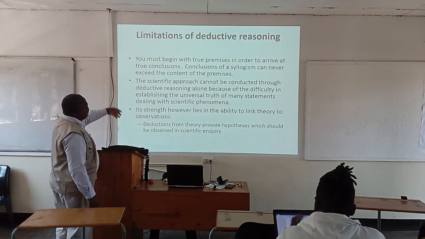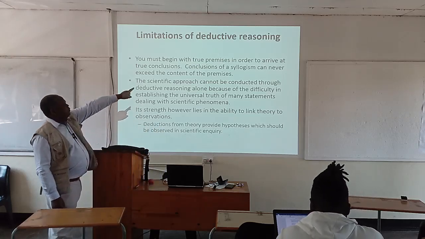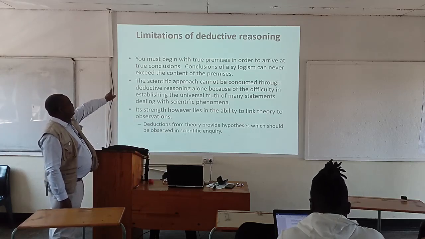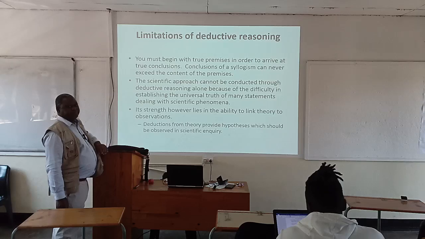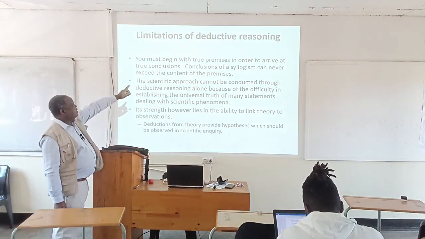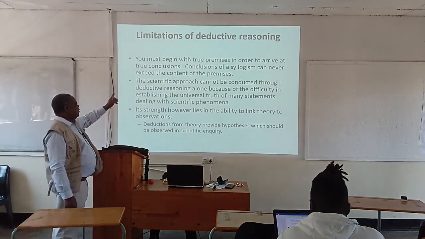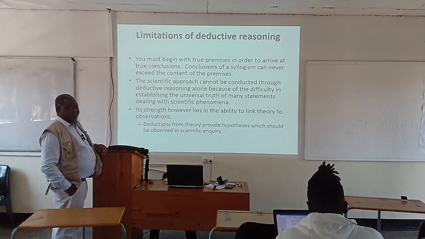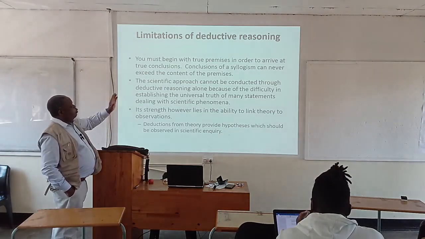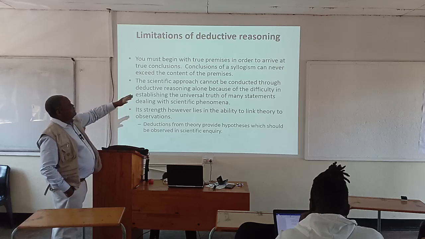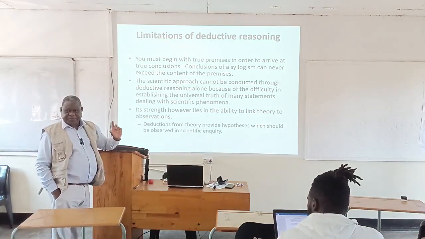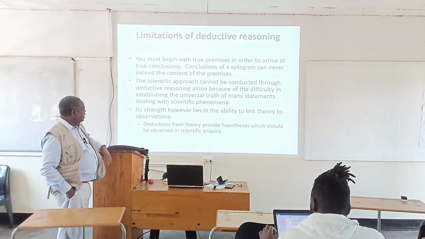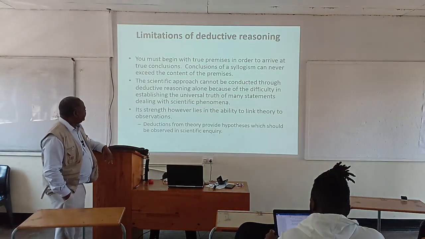So this is what I've just said. You must begin with true premises in order to arrive to a correct conclusion. If your premises are not correct, then your conclusion cannot be correct. When you combine the premises and the conclusion, you make what is known as a syllogism. So that's what I'm talking about, syllogism there.